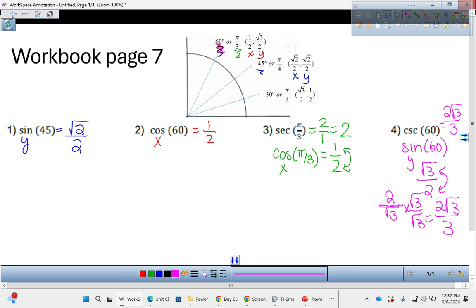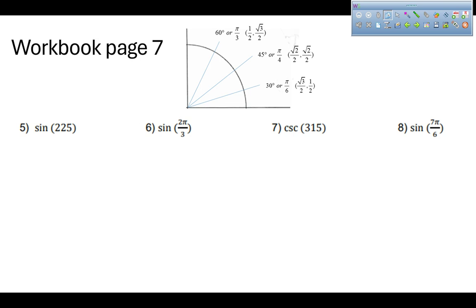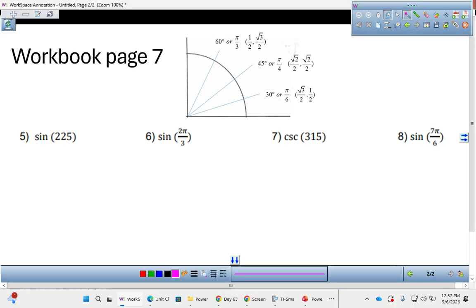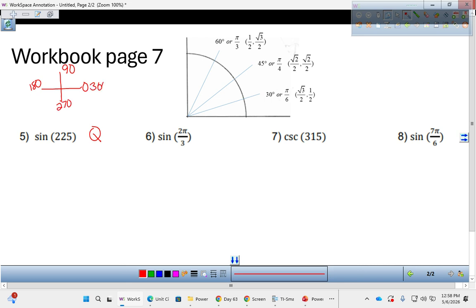All of these were pretty straightforward because all of these angles were in quadrant 1, so I could just refer directly to my unit triangle or my unit circle to get my answers. Now the problems start to not be in quadrant 1 anymore. So the first thing I want to think about is, well, what quadrant is it in? All right, so when I think of 225, I know that this is 0, 90, 180, 270, 360. So 225 is somewhere between 180 and 270, which means it falls in quadrant 3.